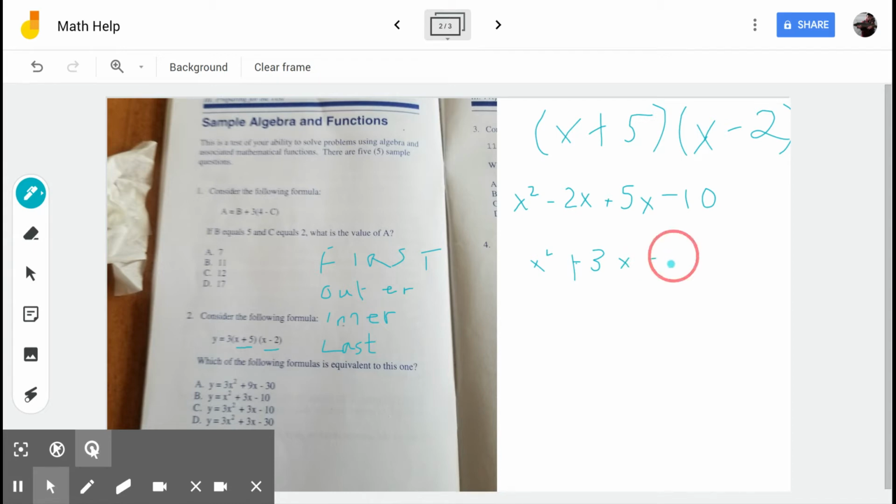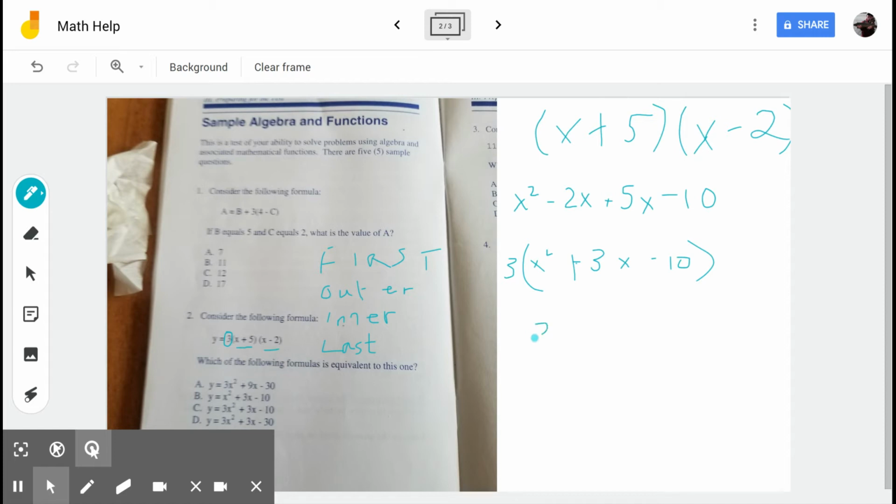minus 10. And then to get our final answer, we need to multiply everything by 3. I was actually just looking at the answer choices over here, and they have that not multiplied by 3 as an option. So we can't forget about this 3 that was in the original problem. So 3 times all of this. So we'll use our distributive property.